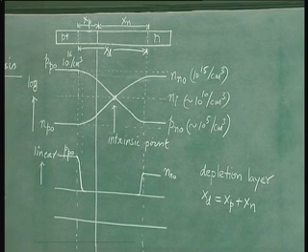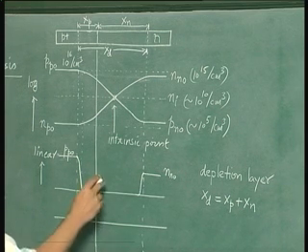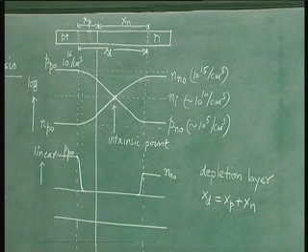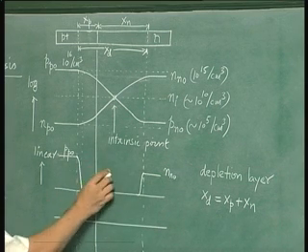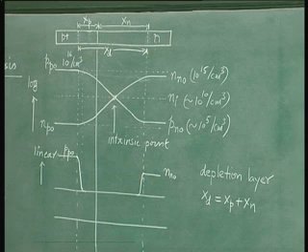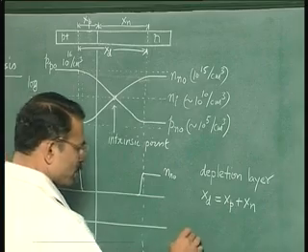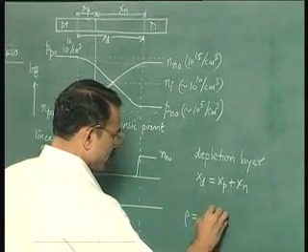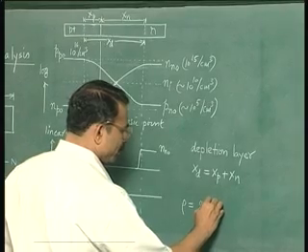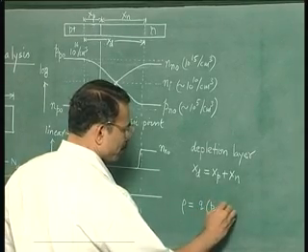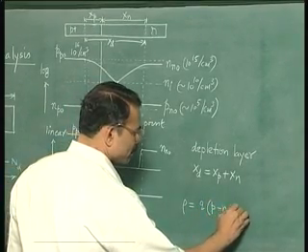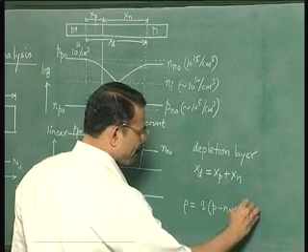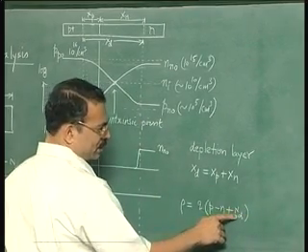The depletion layer width. Now what is the consequence of the depletion of free carriers on either side? The consequence is that you will have space charge, because the space charge rho is given by q into p minus n plus Nd, assuming complete ionization of dopants.